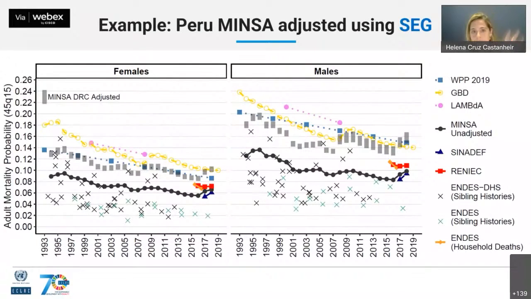And this is just a final example of different data sources in Peru to estimate the probability of dying between 50 and 60 years old. Here is the completeness assessment, these wide estimates here. And here is the sibling history, and here the information on household deaths. So you can combine all these estimates over time and see what makes sense and do this assessment analysis, and see what the true level of mortality will be based on different sources.